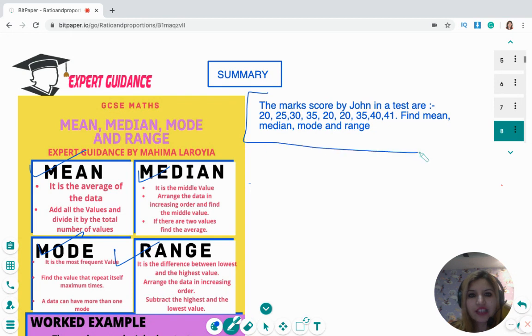Now these are the marks of Jones in a test. You need to work out the mean, median, mode, and range of this. You can pause the video, have a go at this question, and let's come back to the answer.